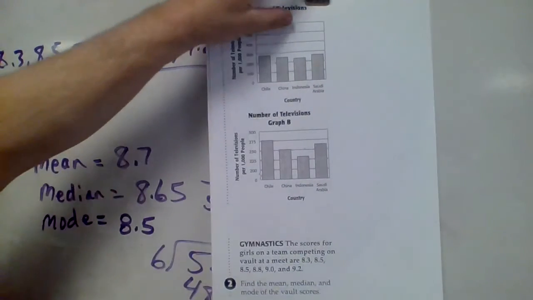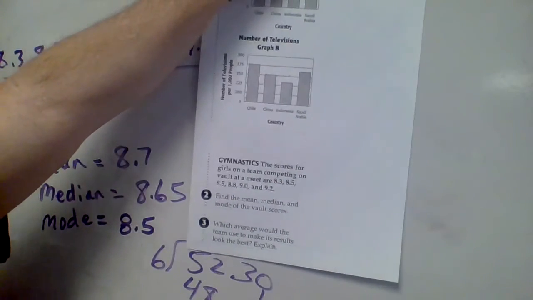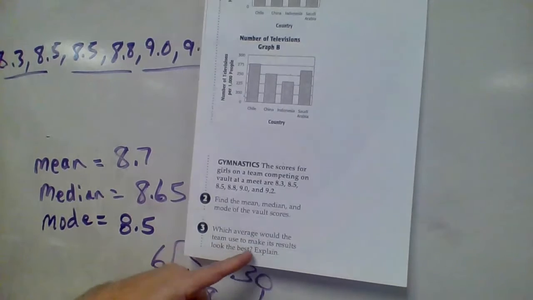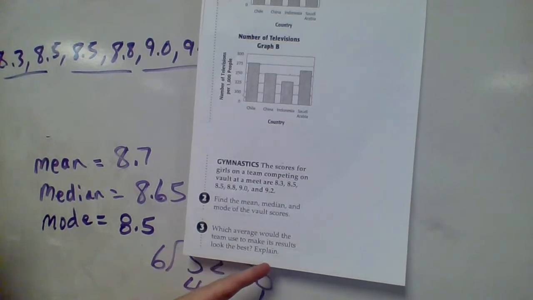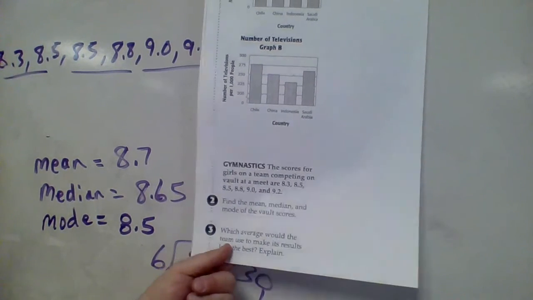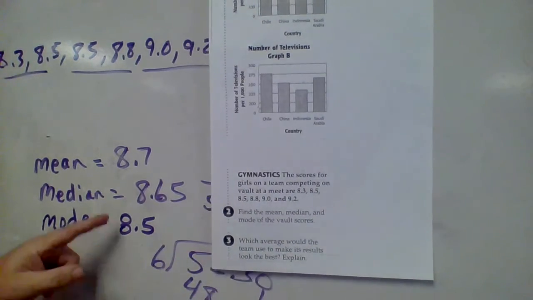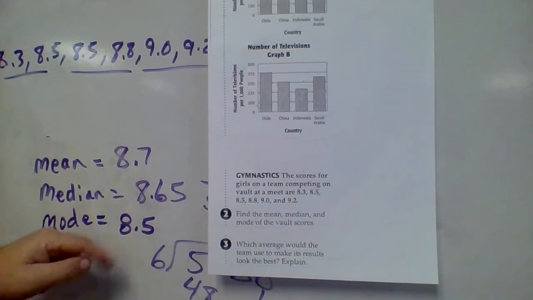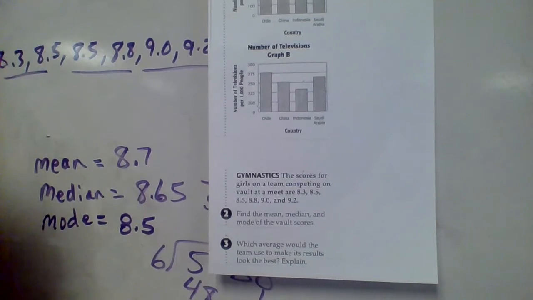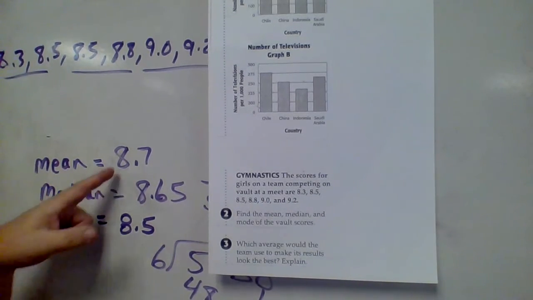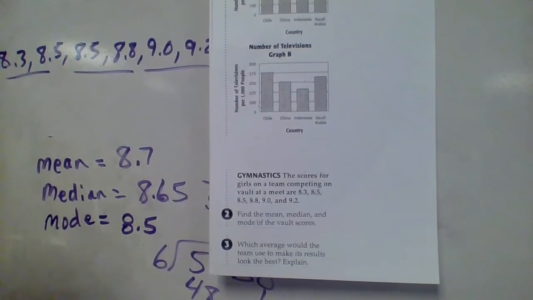Look at the question that they ask then. They ask, which average would the team use to make its results look the best? And explain. Which average would I use? I'd use this one because it's the biggest number. If I want people to think my team's doing really well, I'm going to choose the mean because it's the biggest of the 3 numbers.